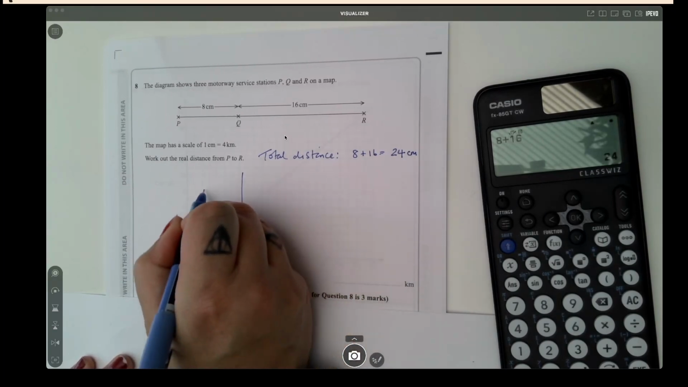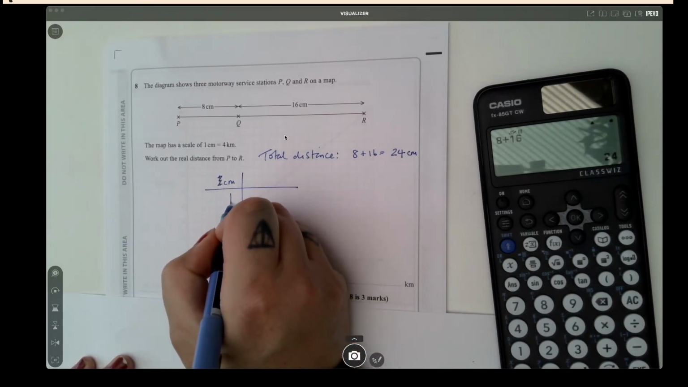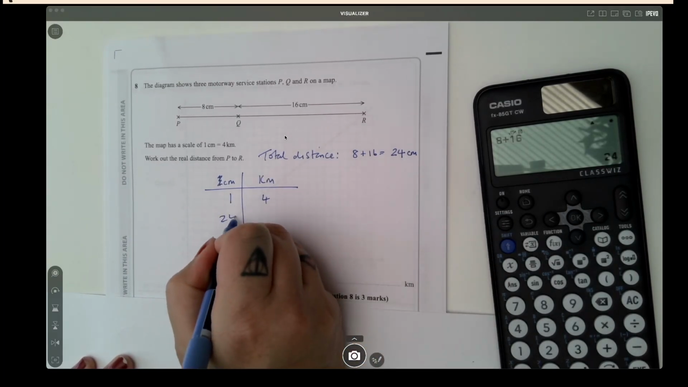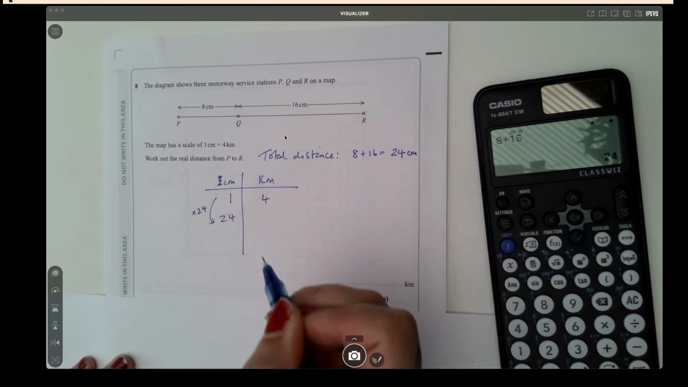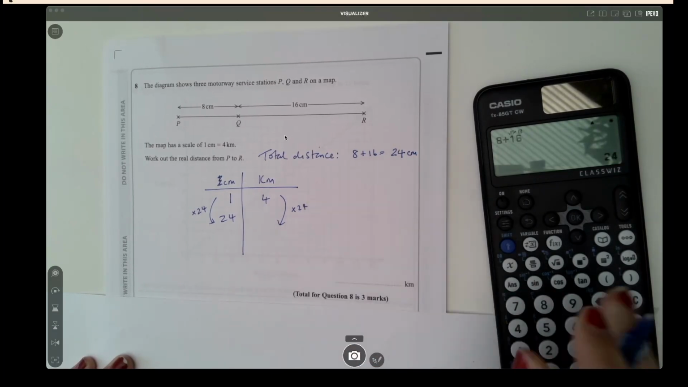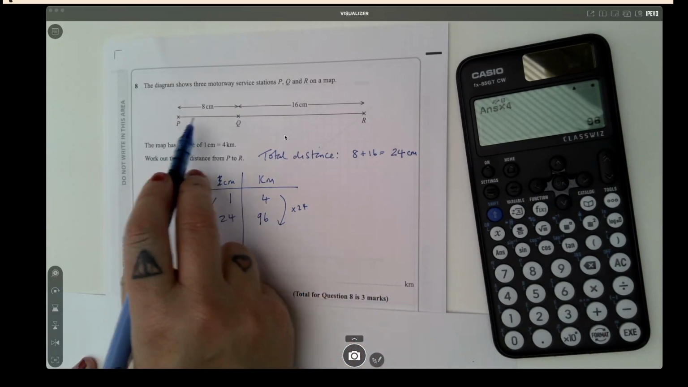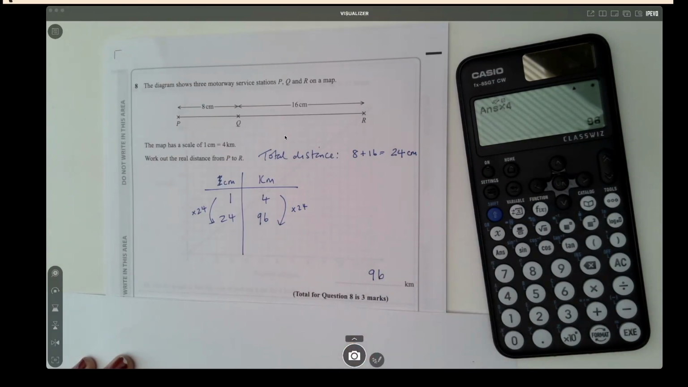So if I use a proportion table, 1 centimetre is 4 kilometres, and I've got 24 centimetres, then I need to multiply by 24. So if I multiply this side by 24, 4 times 24 is 96. So the real distance from P to R in kilometres is 96.